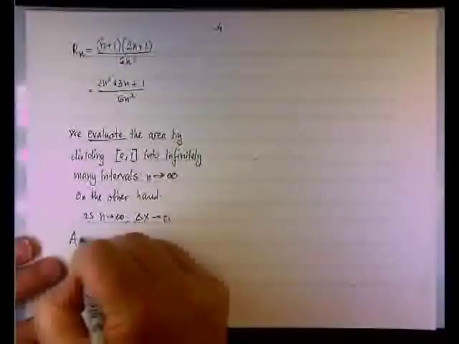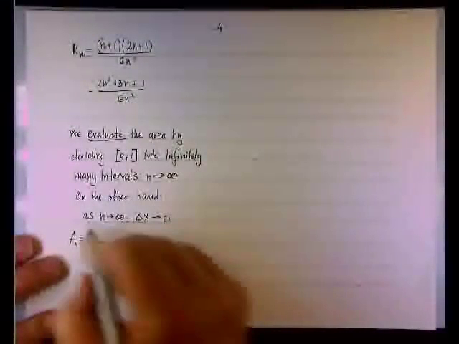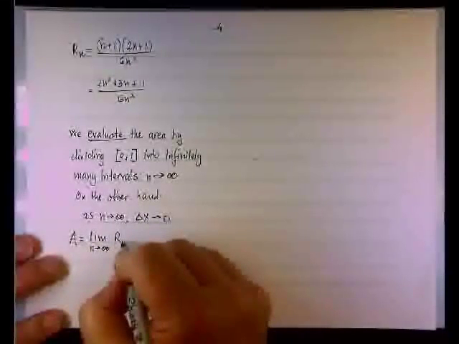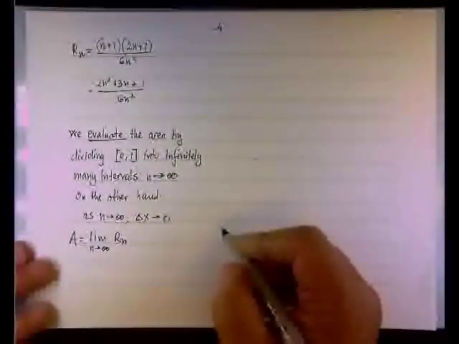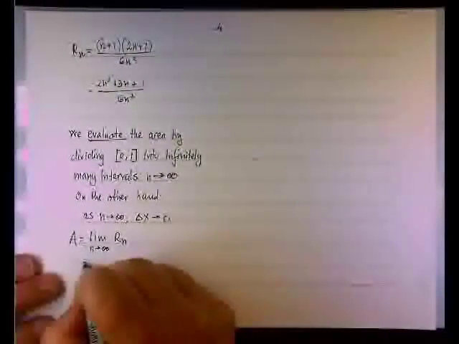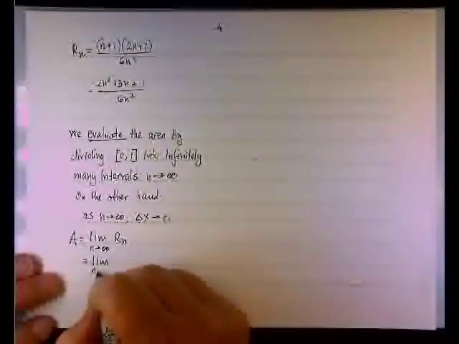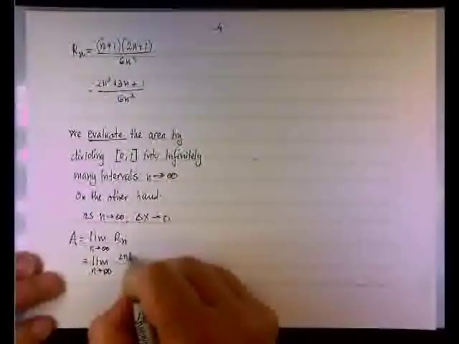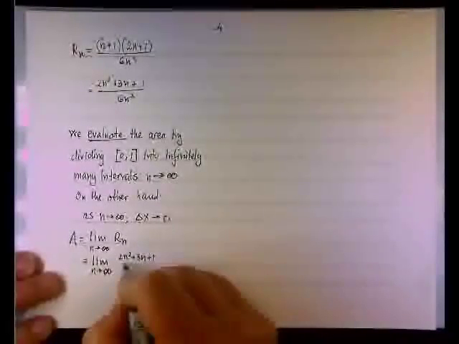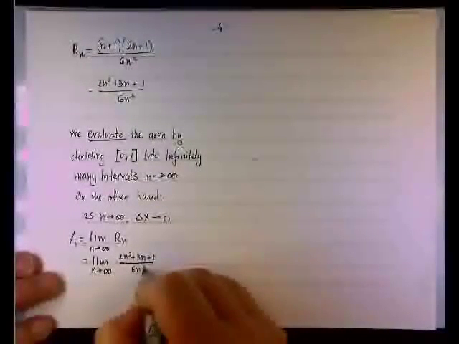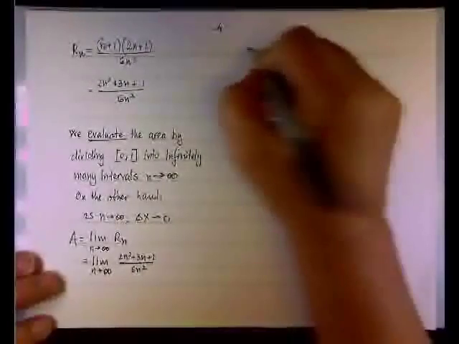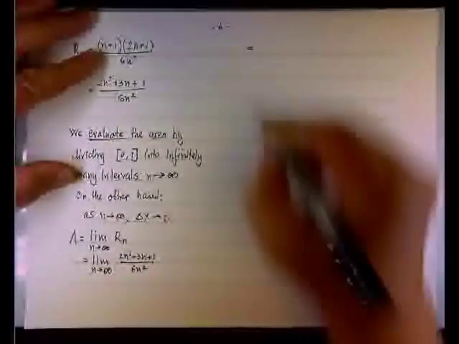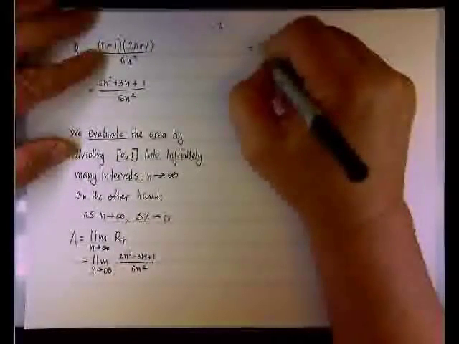So what happened is the area really won't be r sub n, but it will be the limit as n goes to infinity of r sub n. And you thought you were done with the limit, didn't you? But this is an easy limit. This is a limit at infinity, the limit as n goes to infinity of 2n squared plus 3n plus 1 over 6n squared. What will be the first thing to do? I'm sorry? Factor by n squared and then divide both numerator and denominator.